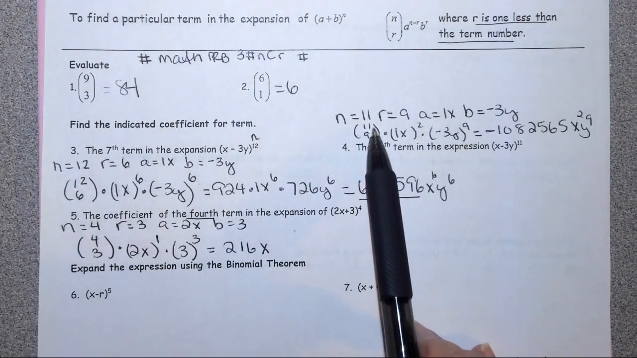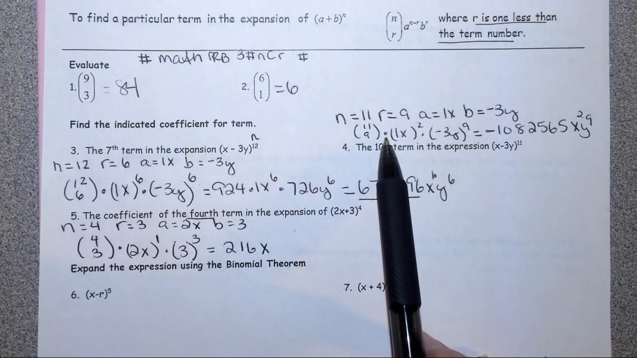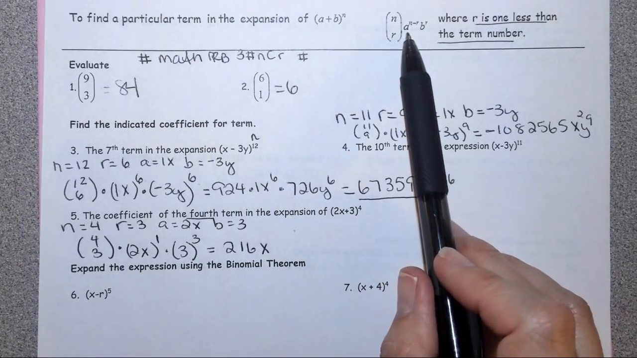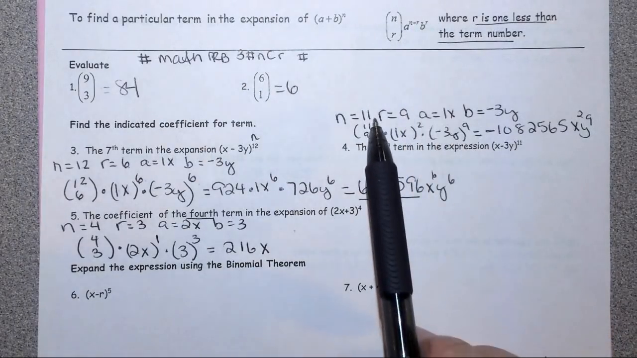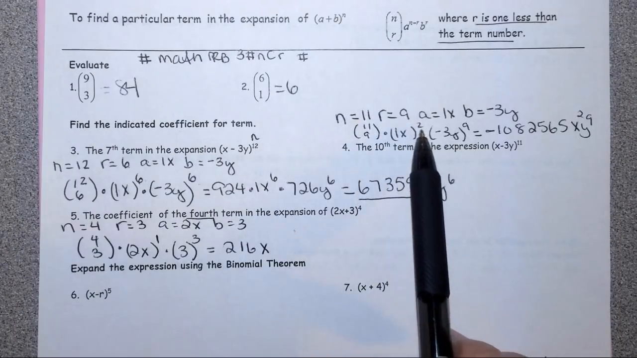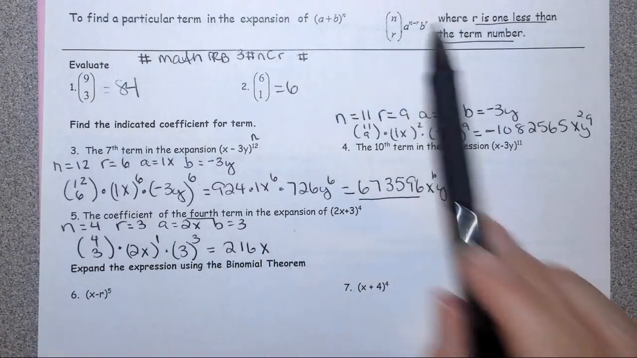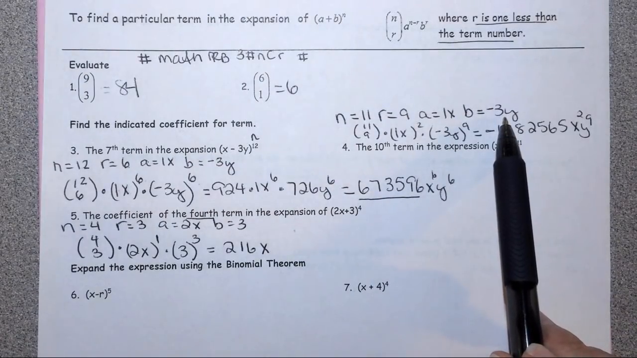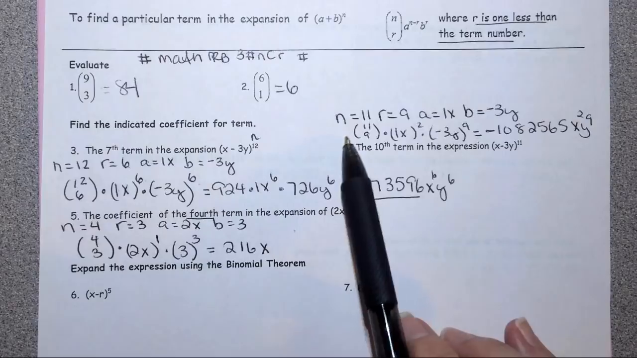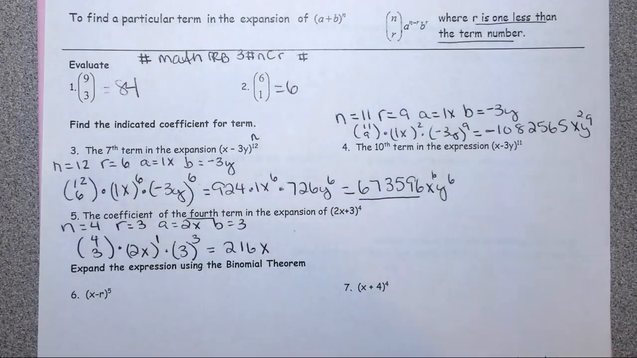I plug into the formula and I have 11 choose 9 times. It says you're going to take your a to the n minus r. So 11 take away 9 is 2. So 1x squared. And then it says to multiply it by b, which is negative 3, raised to the r power, which is 9. I go type all of this in my calculator.